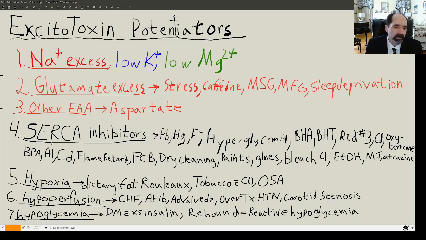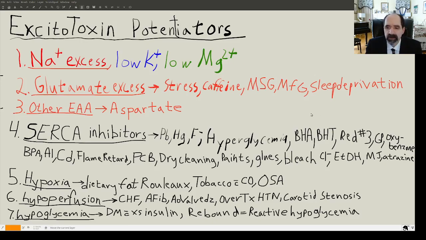Next thing is SERCA inhibitors. So that's our sarcoplasmic endoplasmic reticulum calcium ATPase. There's a lot of things that inhibit that. A good book about that was The Calcium Connection by Brundy Brody. A good book about sodium and ion pumps would be The High Blood Pressure Solution by Richard Moore, MD, PhD. Okay, so getting back to SERCA inhibitors, lead can do it, mercury can do it, lots of things can do it. Hyperglycemia from diabetes, preservatives, BHA, BHT, other preservatives.